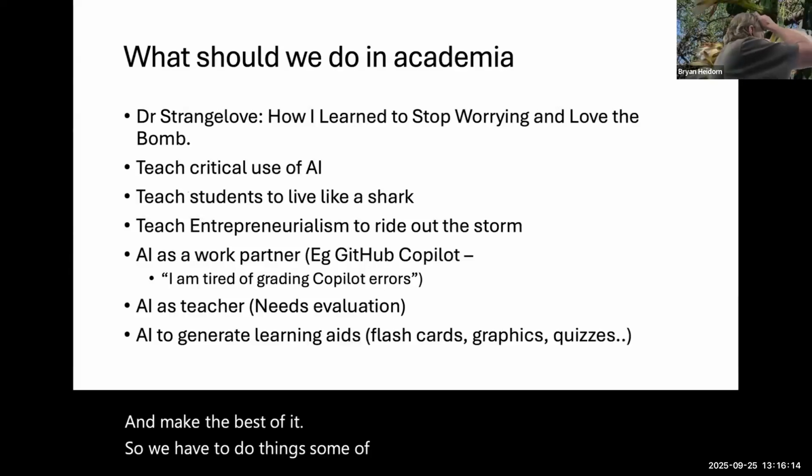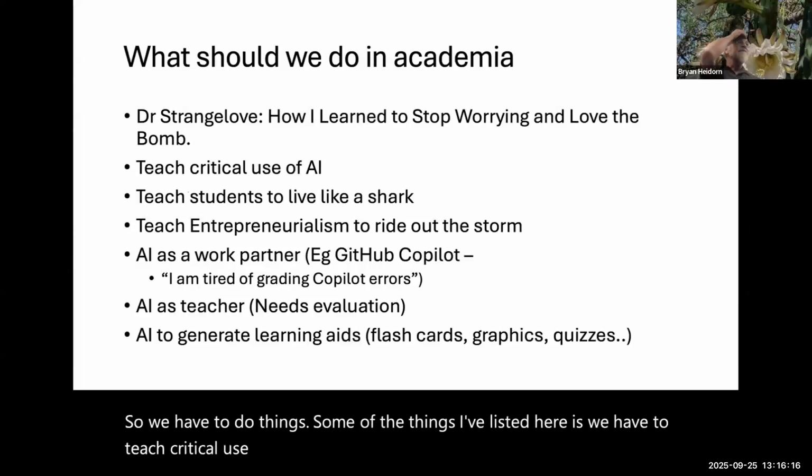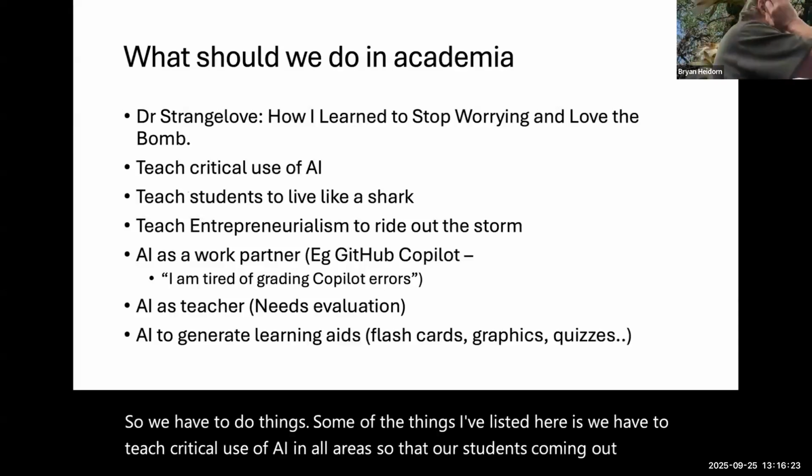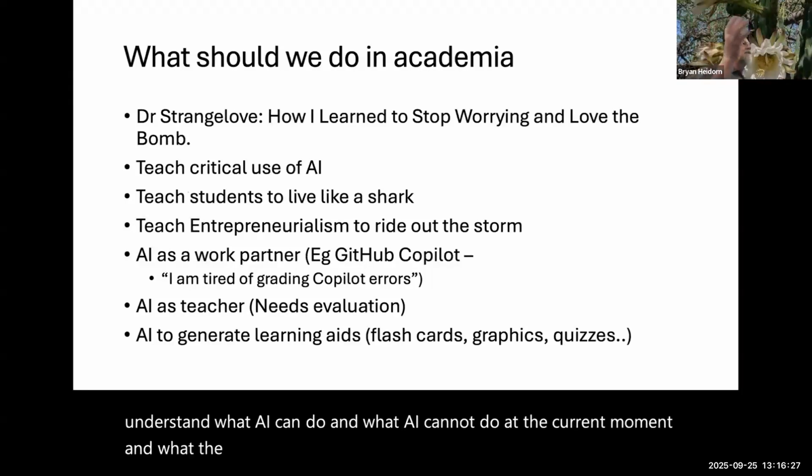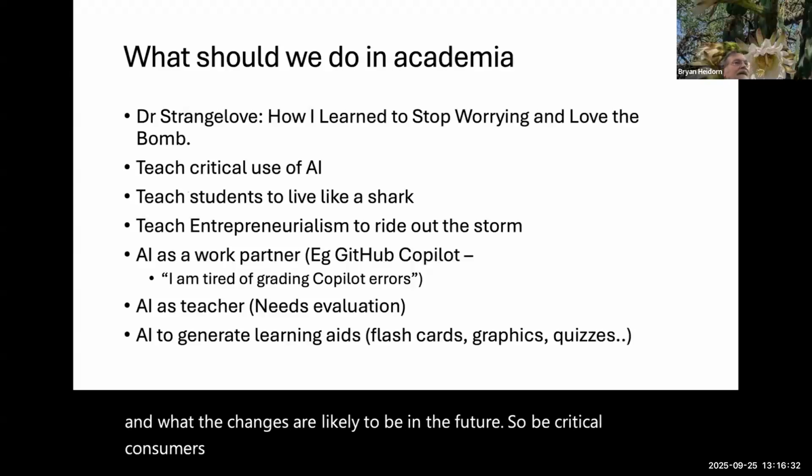Some of the things I listed here is we have to teach critical use of AI in all areas, so that our students coming out understand what AI can do and what AI cannot do at the current moment, and what the changes are likely to be in the future. So be critical consumers, not to not use AI, but to be critical consumers of AI.